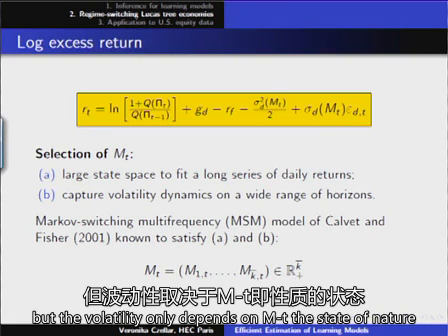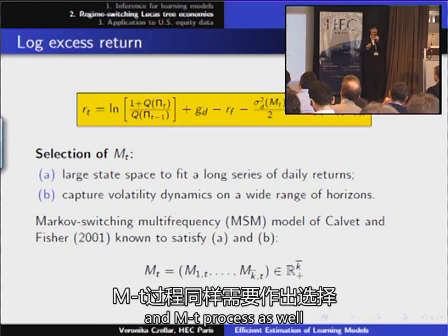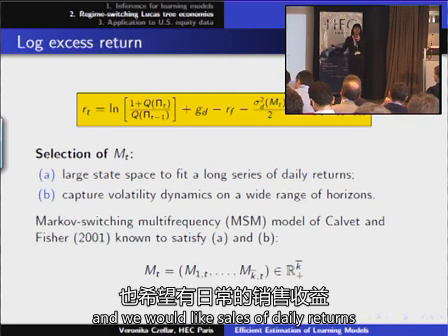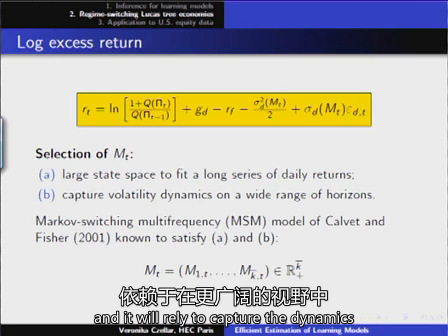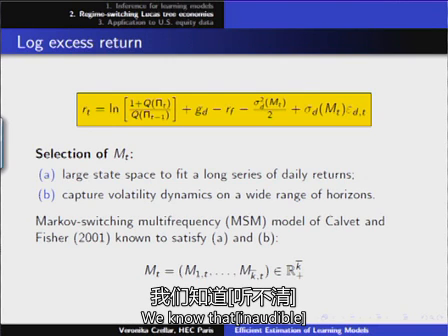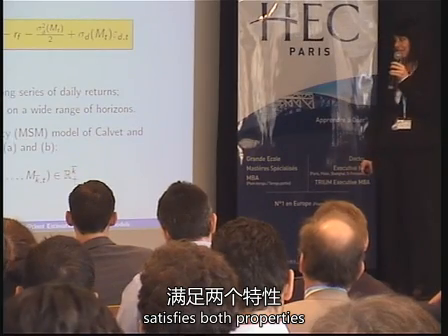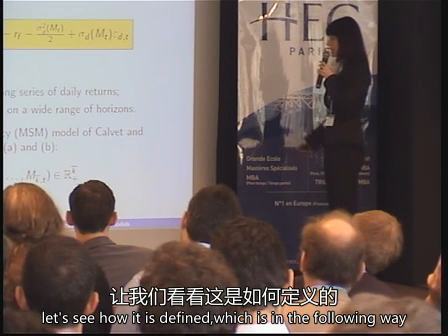Now, how should we choose an MT process as well? We choose it such that it satisfies two properties. We would like to fit a long series of daily returns, so it will have a large state space, and we would like to capture volatility dynamics on a wide range of horizons. We know that the Markov switching multi-frequency MSM model by Laurent Calvet and Adlai Fisher satisfies both properties. So let's see how it is defined.